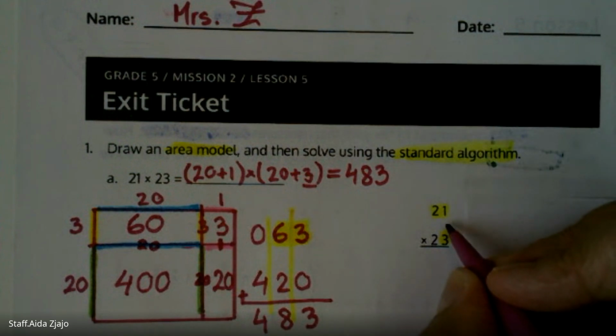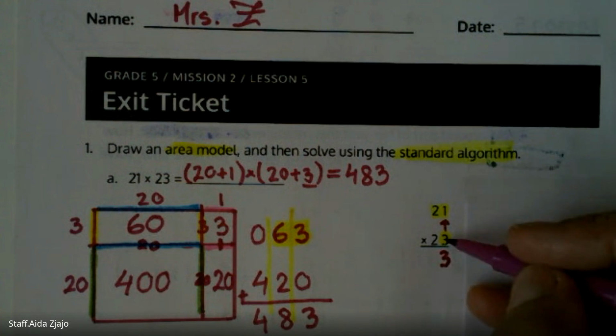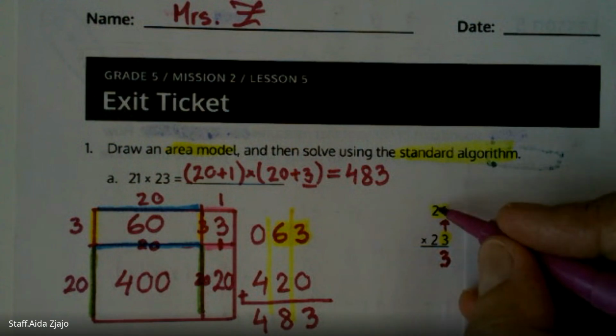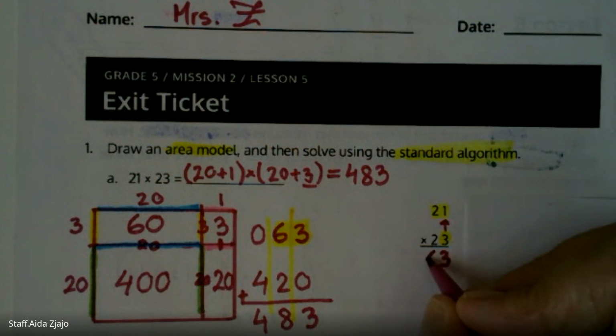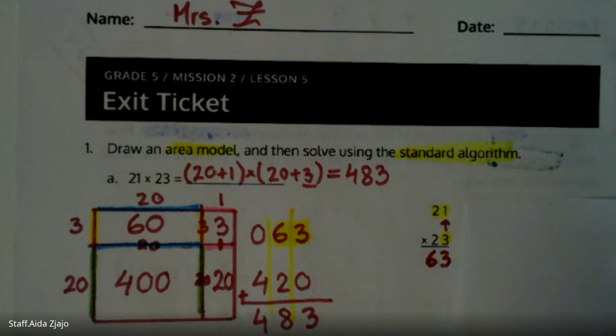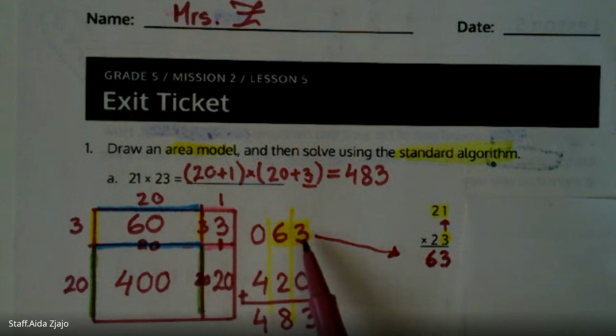So we say, oh, 3 times 1 is 3 ones. 3 times 2 is really 6, but this is 3 times 2 tenths, which is 6 tenths. So 6 tenths and 3 ones makes 63. And that is exactly what you got for the first part of the area.